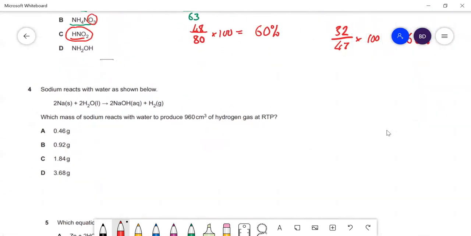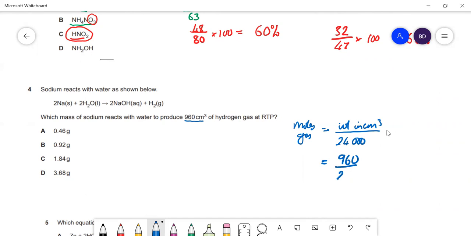Sodium reacts with water as shown below. Which mass of sodium reacts with water to produce this many centimeters cubed of hydrogen at room temperature and pressure? We can work out the moles of hydrogen. The moles of any gas is equal to the volume in centimeters cubed divided by the volume of 1 mole, which is 24 dm cubed, so that's 24,000 centimeters cubed. So the moles of hydrogen gas is 960 divided by 24,000, which gives us 0.04 moles of H2.